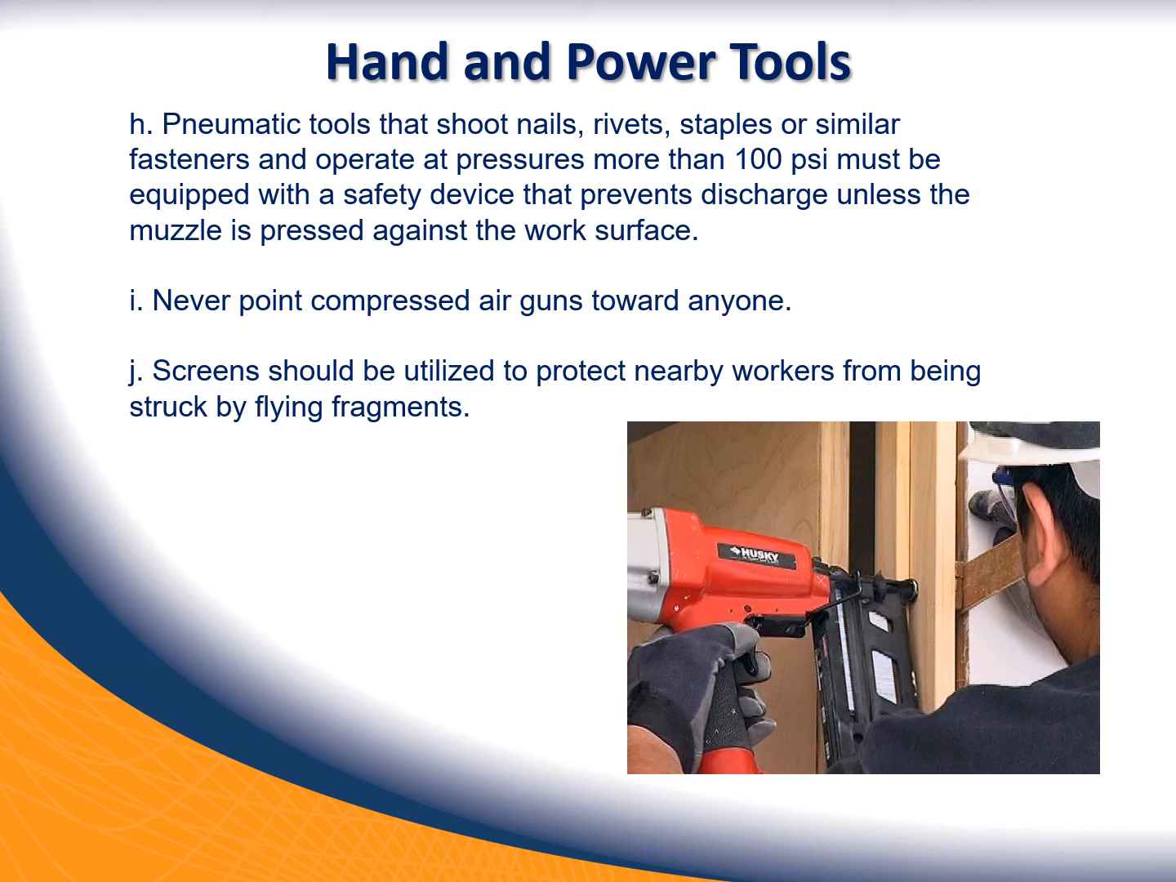Pneumatic tools that shoot things like nails or rivets, you have to be careful with. You have to have a safety device to prevent discharge unless the muzzle's pressed against the working surface. So generally that would be a newer tool and not an older one. Don't point compressed air guns at anybody, and you should use a screen or something if there's possibility of fragments coming out.